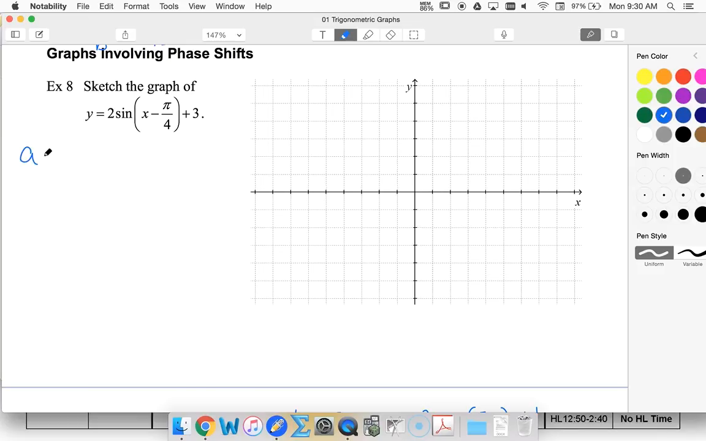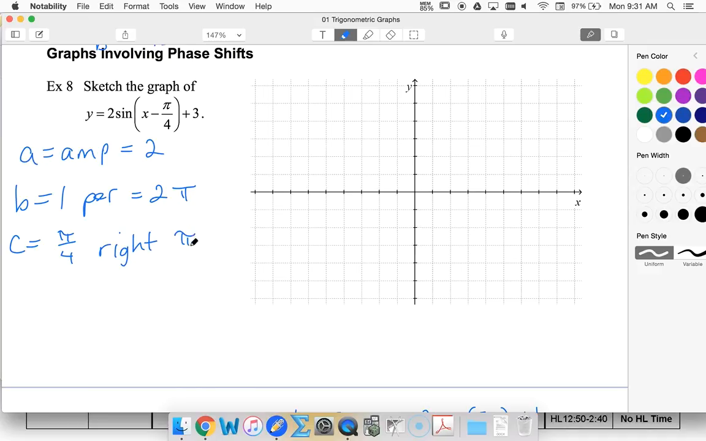So we see our a value and our amplitude is 2. Our b value is 1. So this means my period is going to be just the normal 2 pi. My c value is pi over 4. So we're going to move right pi over 4. So again, always opposite, we think about the opposite sign.